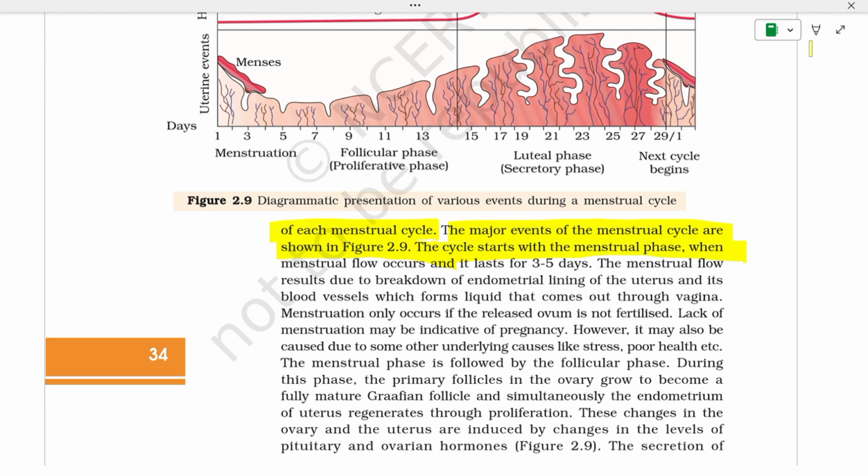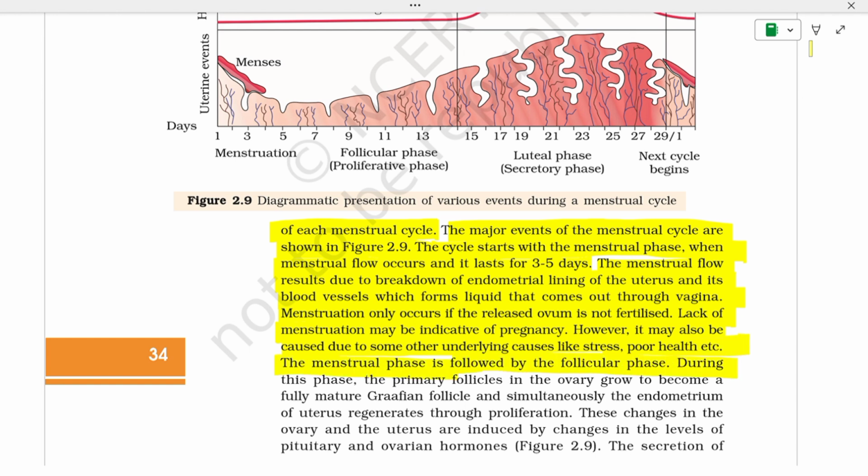The cycle starts with the menstrual phase, when menstrual flow occurs and it lasts for about 3 to 5 days. The menstrual flow results due to breakdown of endometrial lining of uterus and its blood vessels, which forms liquid that comes out through vagina. Menstruation only occurs if the released ovum is not fertilized. Lack of menstruation may be indicative of pregnancy. However, it may also be caused due to some other underlying causes like stress, poor health, etc.